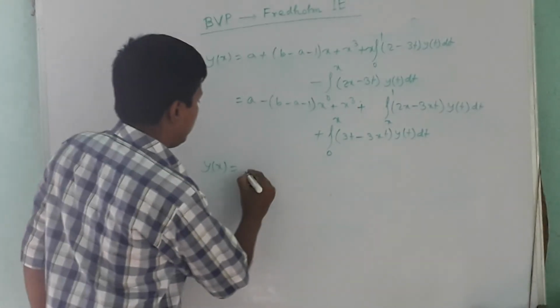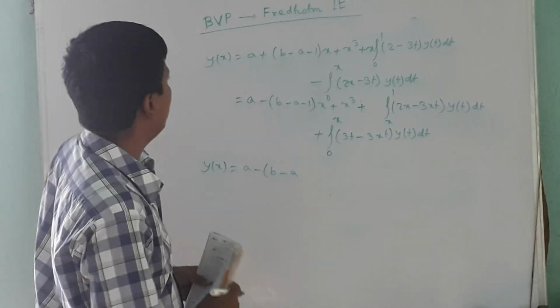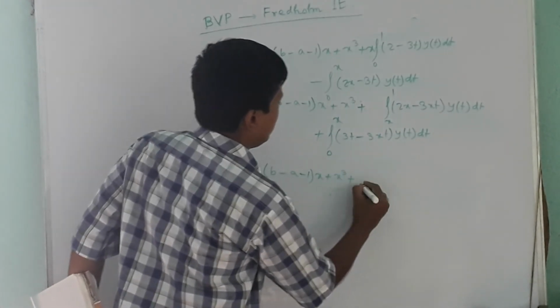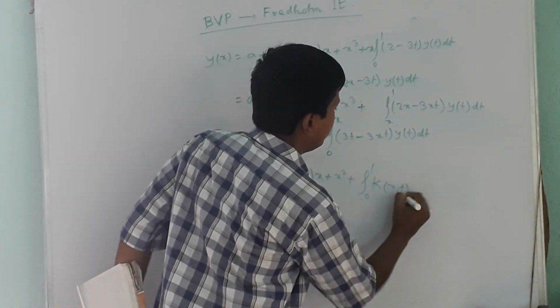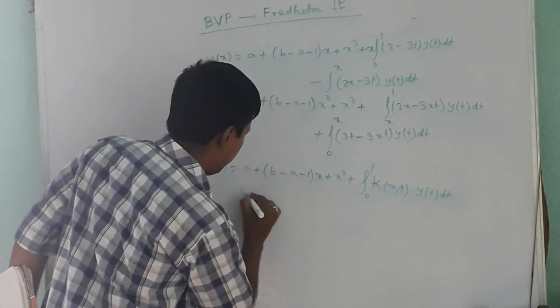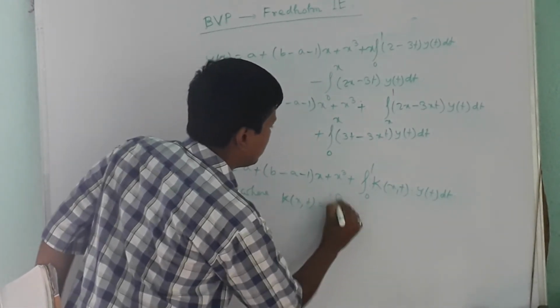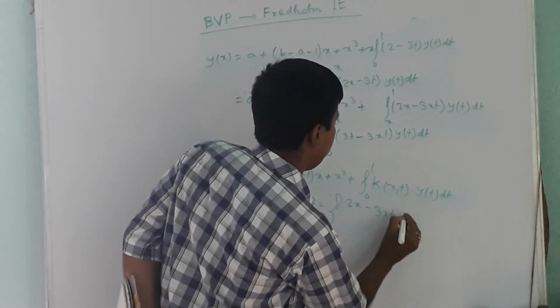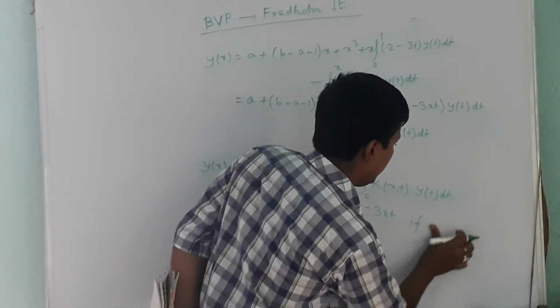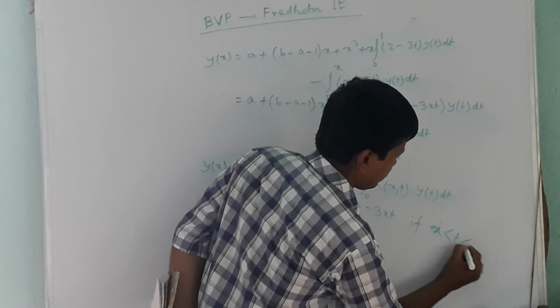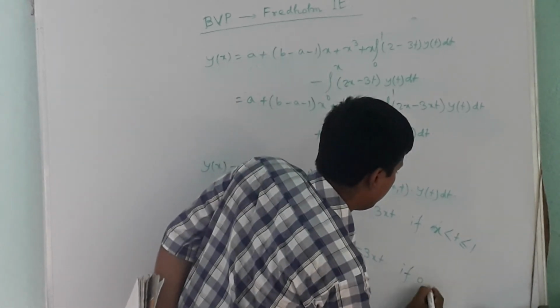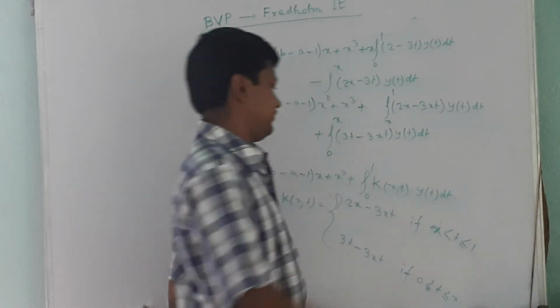So our desired integral equation is y x is equal to a plus b minus a minus 1 into x plus x cube plus the integral from 0 to 1 of k x t y t dt, where k x t is equal to 2x minus 3xt if x less than t less than or equal to 1, and 3t minus 3xt if 0 less than or equal to t less than or equal to x. So I finish.